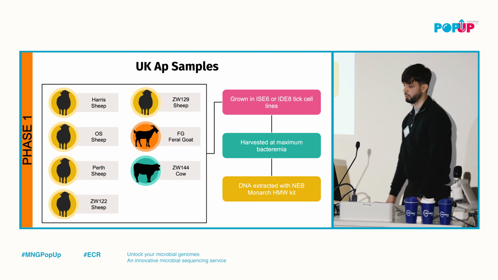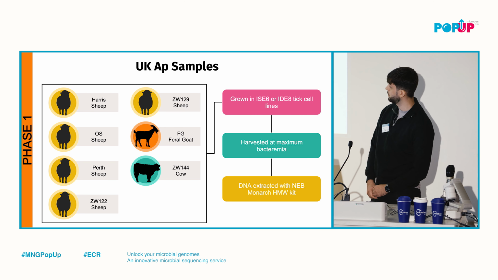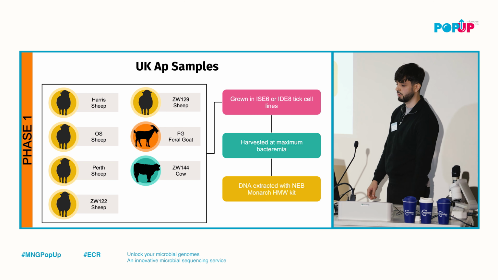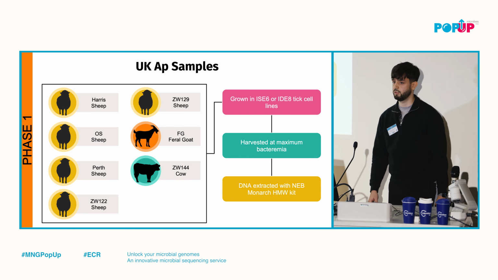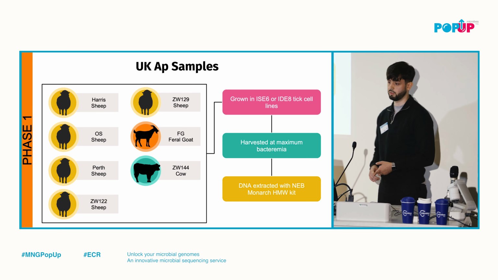So these are the samples that we were working with, 7 in total: 5 from sheep, 1 from a feral goat, and 1 from a cow. And these were grown up in ISE6 or IDE8 tick cell lines, which are derived from Ixodes scapularis, harvested at maximum bacteremia, and then the DNA was extracted.